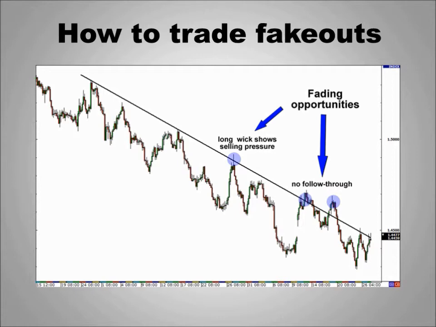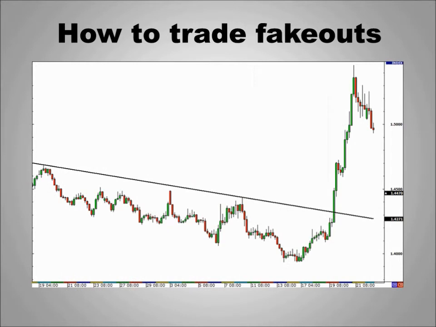And also notice that it appears that the trend has reversed by a complete breach of the line of resistance, but the trend has not followed through. So the candlesticks are back right under that downtrend. So this is considered a fading opportunity. So how do we trade when we see these lines? Well, we just be patient. We just wait.